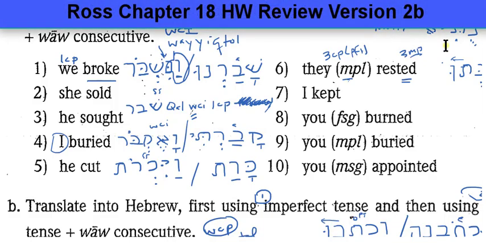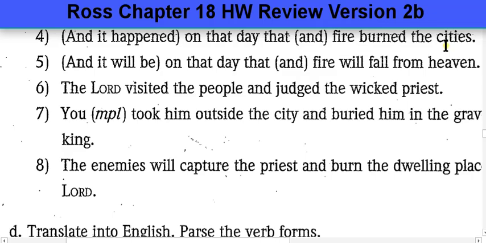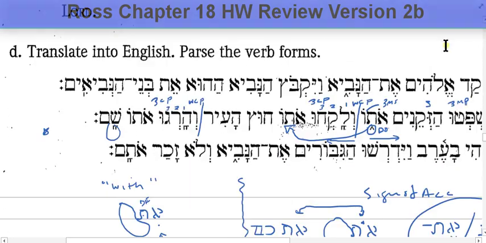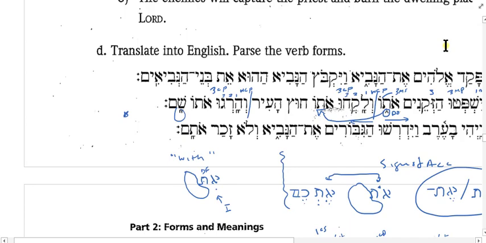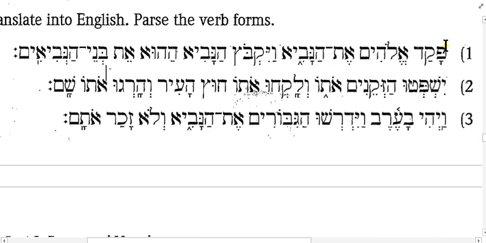So let's take a look at the translation homework. This is chapter 18, right? We're skipping that. It's the Hebrew here. Okay, so let's go over number 3 here. Let's do some practice reading, okay? Let me have you repeat after me first. So number 3, let's start with the first part.